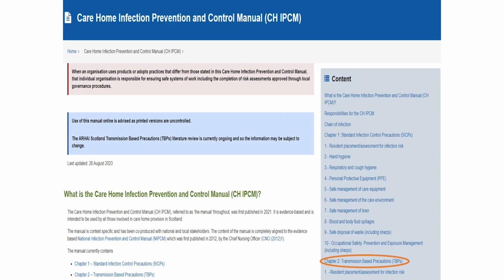We have now reached the end of the second session of our two-part series on transmission-based precautions, or TBPs. Additional information on TBPs can be found in Chapter 2 of the Care Home Infection Prevention and Control Manual. The Care Home Specific Manual is a practice guide for use in care homes, which, when used, can help reduce the risk of infection and ensure the safety of those being cared for, as well as staff and visitors.